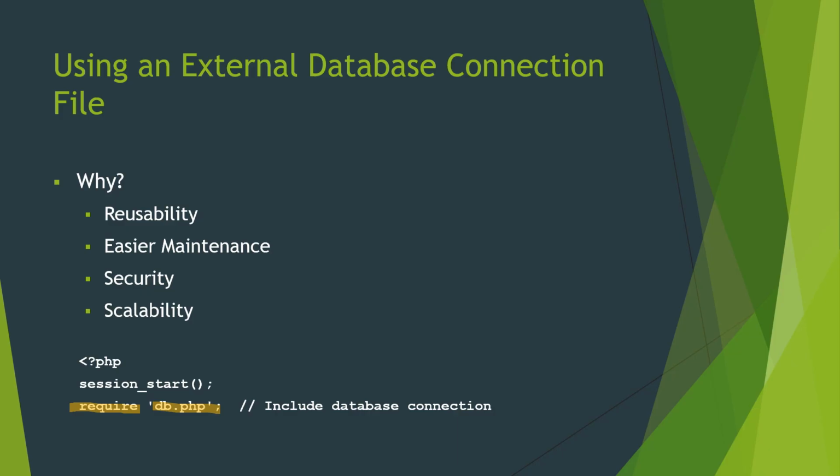Now, include is only going to issue a warning, but it's going to continue the execution. So if the file is missing, it's just going to give you a warning and keep going. This isn't recommended for critical files like database connections. So the best practice is to always use require for essential files, like our database connection, as the script shouldn't run without having that database connection.